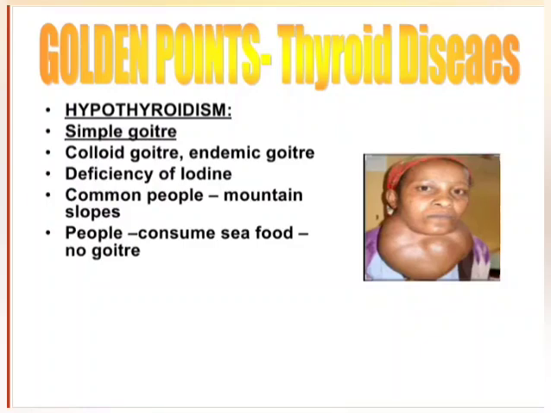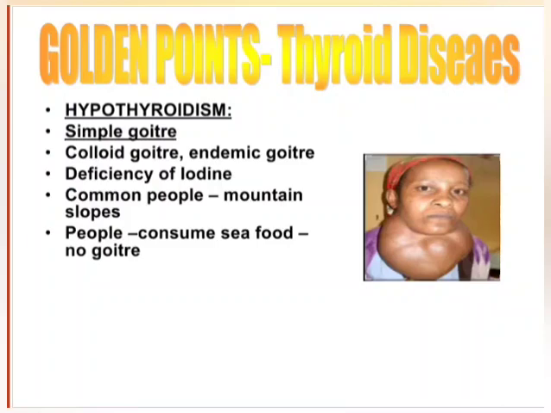The simple goiter is also called colloid goiter because, as we have already discussed, the colloidal substance which is present in the follicular cavity produces the hormone. So it is called colloidal goiter. It is also called endemic goiter because it spreads to the people who are living in a particular locality.